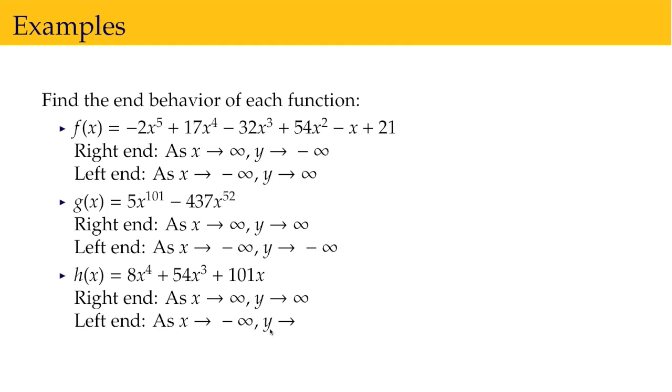The y's on the left end, I need to look at the degree. The degree of this is 4, which is an even number, which means my two ends go in the same direction. So since I have y going to positive infinity on the right, I also need y going to positive infinity on the left. And there's the end behavior of that function.